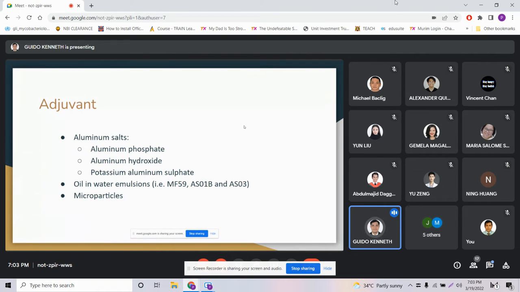There are three distinguished types of adjuvants. These are aluminum salts such as aluminum phosphate, aluminum hydroxide, and potassium aluminum sulfate, oil in water emulsions, and microparticles. Aluminum salts have been used in a number of vaccine formulations, particularly in the vaccines against hepatitis A virus, hepatitis B virus, human papillomavirus, diphtheria, tetanus, meningococcus, pneumococcal conjugates, and Haemophilus influenzae type B.